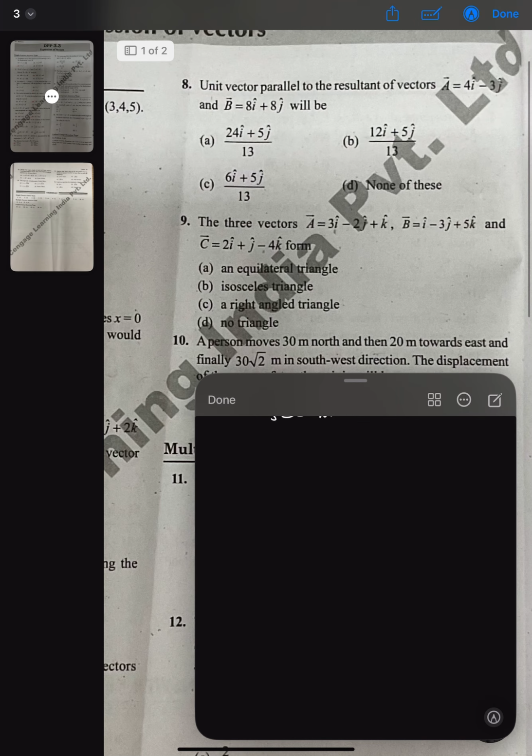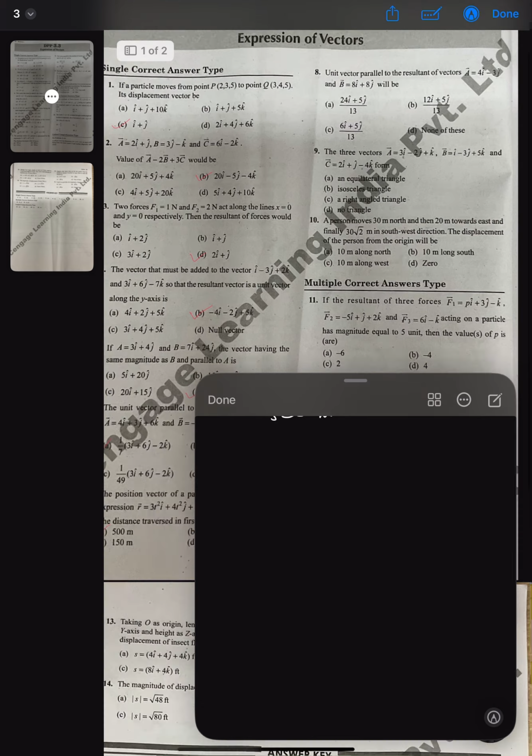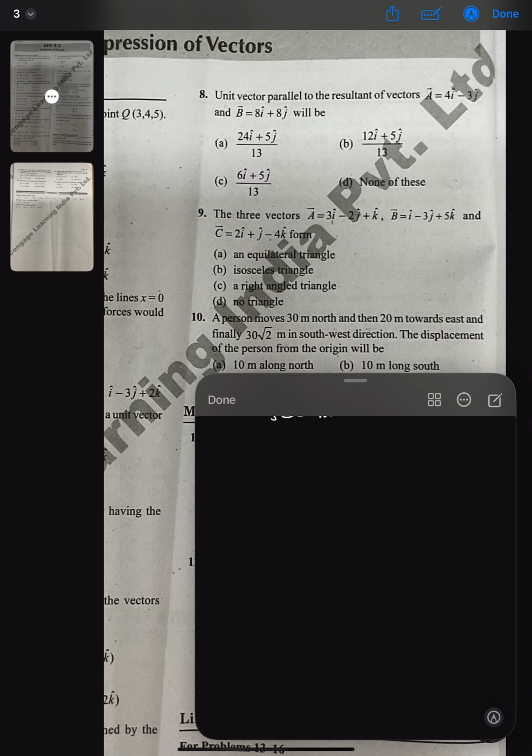Question 8. Unit vector parallel to the resultant of A and B. Already we have done this type of question. Question 6 is same as question 8. We will do it quickly. First we will find the resultant vector, that is 12 i cap plus 5 j cap. It will be simple. Unit vector will be 12 i plus 5 j upon 13, so the answer is B. Hope this is clear to all of you.